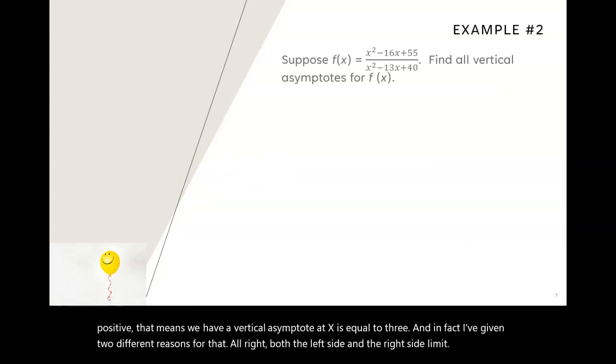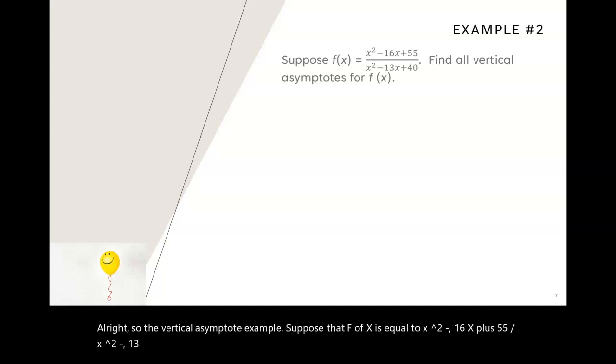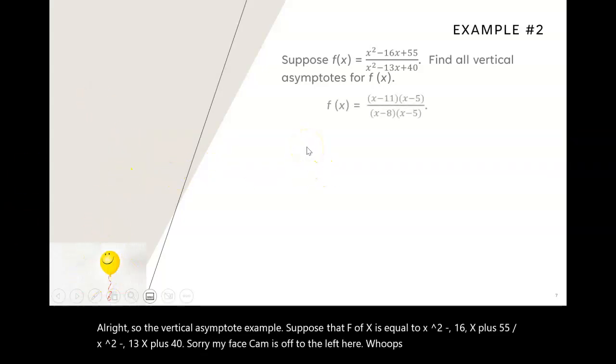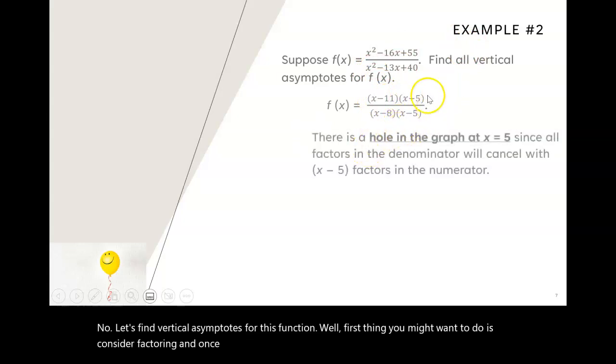All right, so the vertical asymptote example, suppose that f of x is equal to x squared minus 16x plus 55 over x squared minus 13x plus 40. Sorry, my face cam is off to the left here. Oops. All right, so let's find vertical asymptotes for this function. Well, first thing you might want to do is consider factoring. And once we factor, we notice that there's a hole in the graph at x is equal to 5.